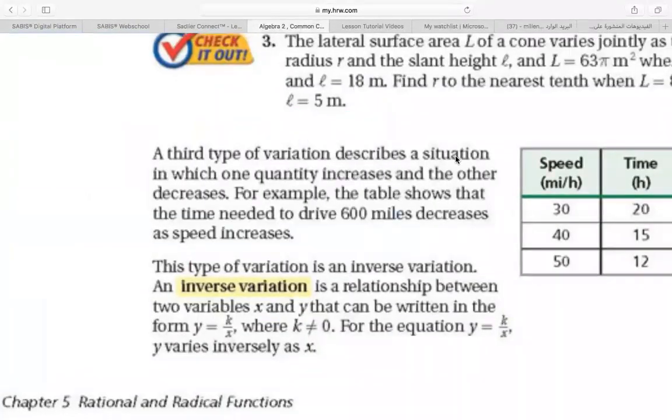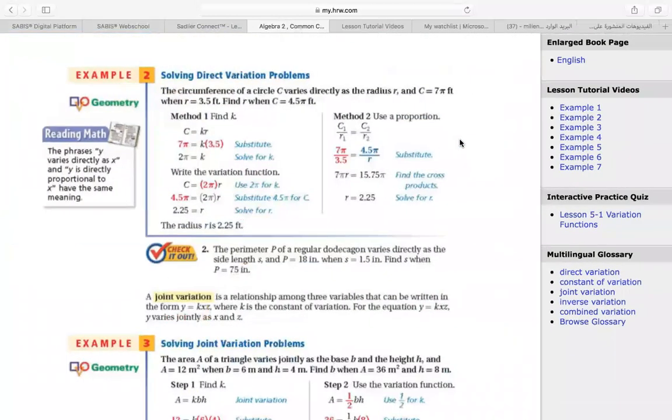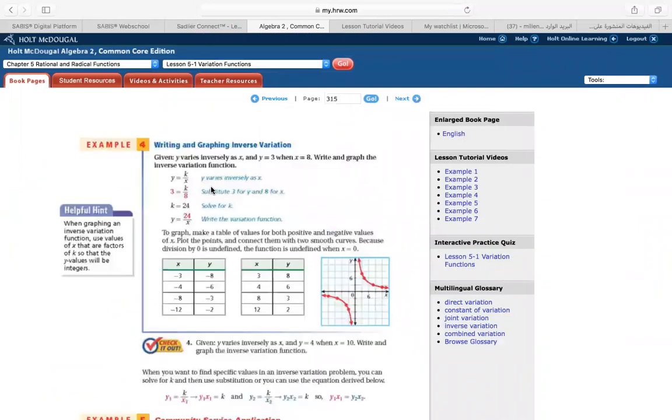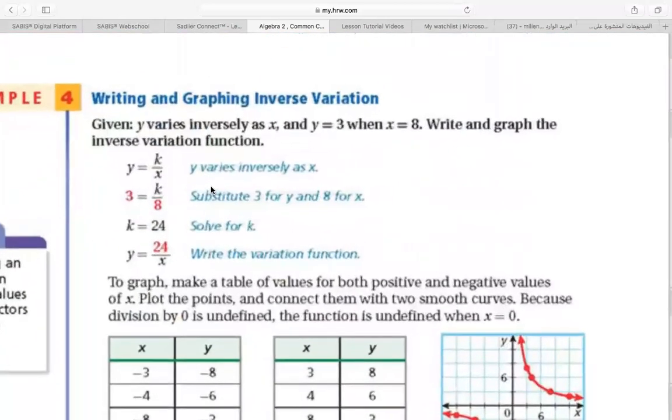Okay, girls, let's go to the second page. Next page. Here we have example 4: given y varies inversely as x, and y equals 3 when x is equal to 8. Write and graph inverse variation functions. Y is equal to k over x, not k multiplied by x, because y varies inversely.